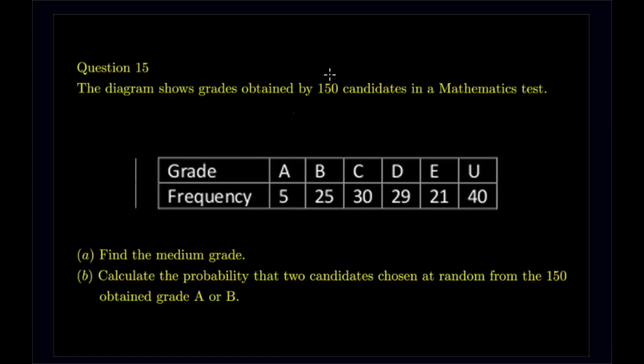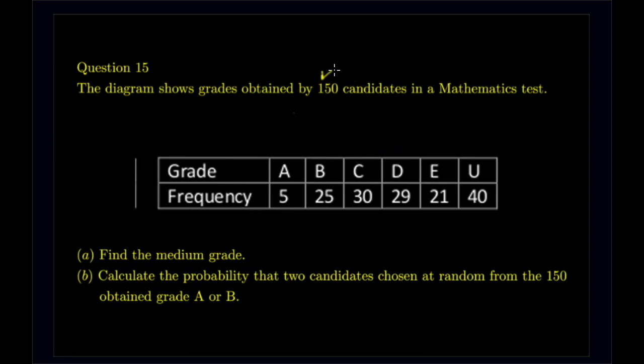In question 15, the first part says find the median grade. When you want to find the median of any set of data, you first arrange it in either ascending or descending order. Here they were grades, so they're already arranged for us. So you have A, B, C, D, E, and U.